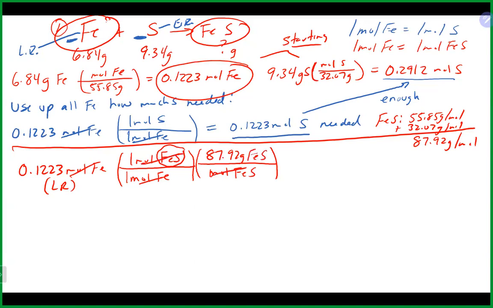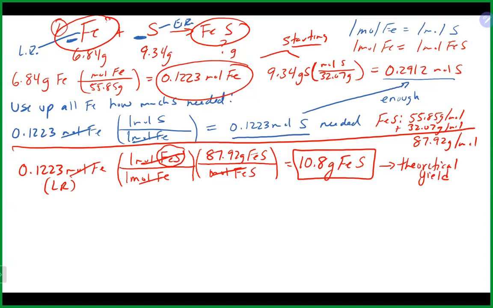So we're going to take our 0.1223, we're going to times it by 87.92, and basically that's it. I'm not going to divide by anything. And that's going to get us 10.8 grams of iron(II) sulfide. That would be our theoretical yield.